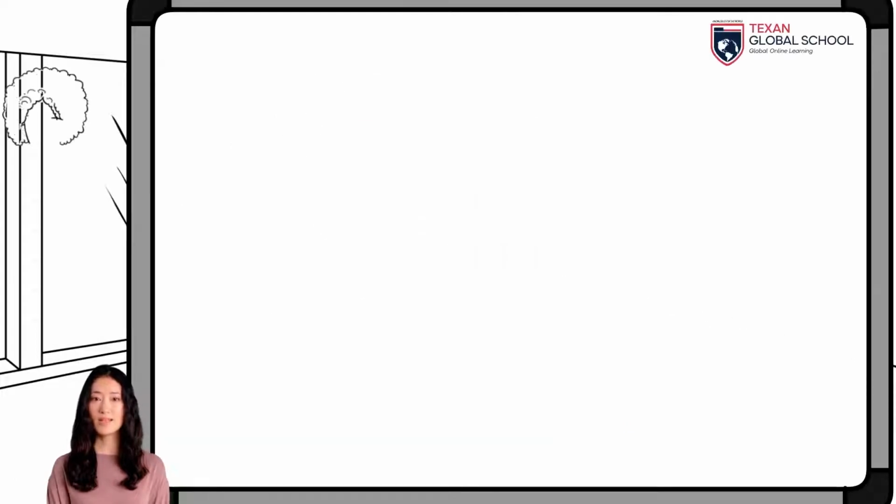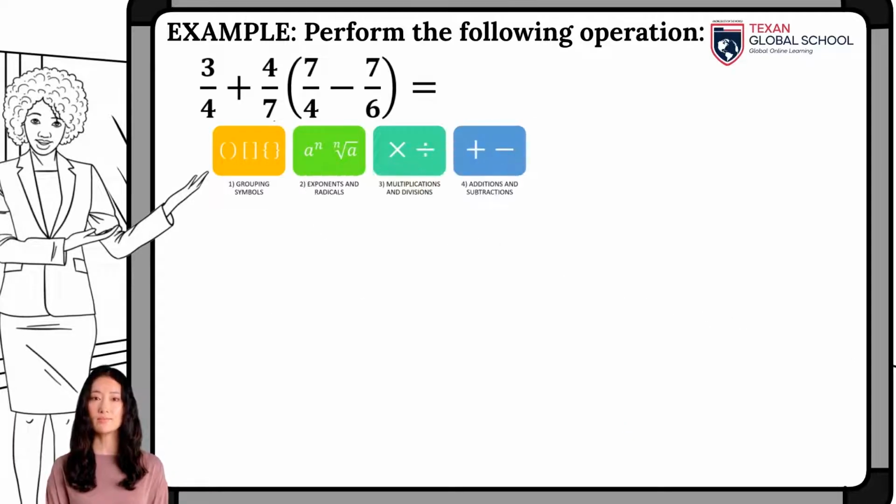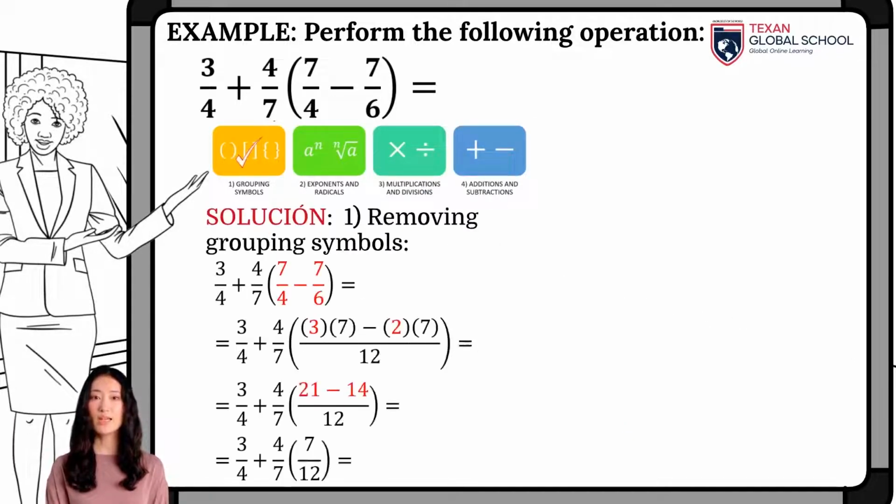In this expression, we start with the grouping symbols. We will then make the difference of fractions inside the parentheses. The least common multiple of 4 and 6 is 12. Subsequently, 12 divided by 4 is 3, and is multiplied by the numerator, 7. We repeat the process. 12 divided by 6 is 2, and is multiplied by the other numerator, 7. We then obtain 7 over 12.